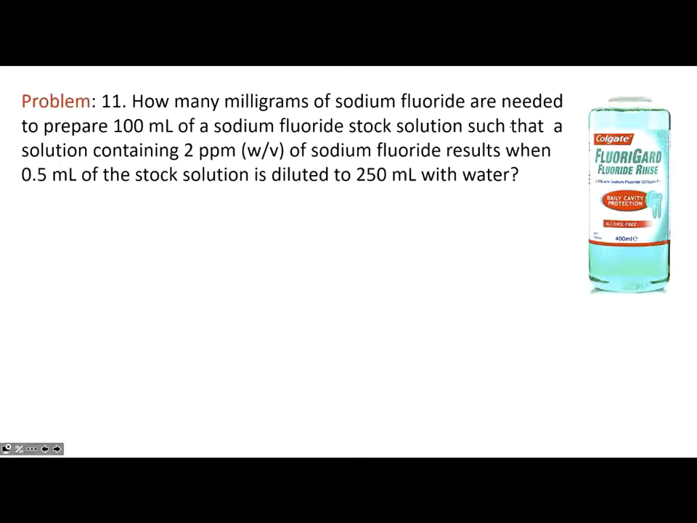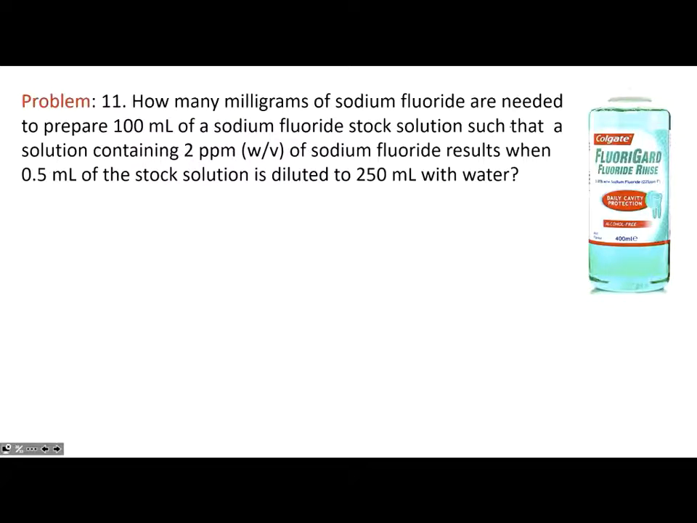So what it's essentially asking for, even at this point, is a concentration. You don't know the concentration. You want to know how many milligrams per 100 mils. You want to kind of know what the concentration is. Okay, but you want the concentration such that what? Such that a solution that contains 2 parts per million of sodium fluoride results when 0.5 mils of the stock solution is diluted to 250 mils of water. Okay, that is a convoluted sentence. What you need to do is mark what goes with what.